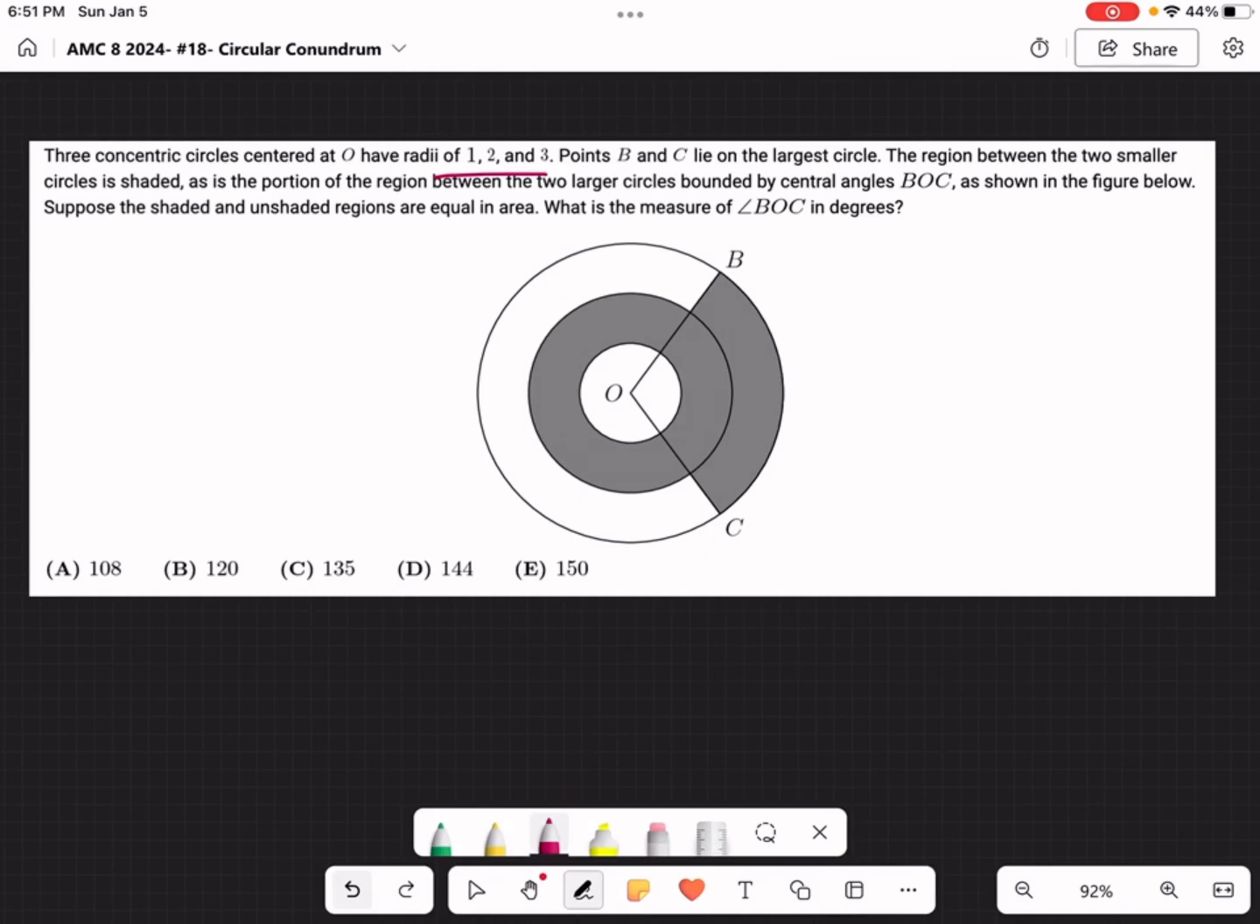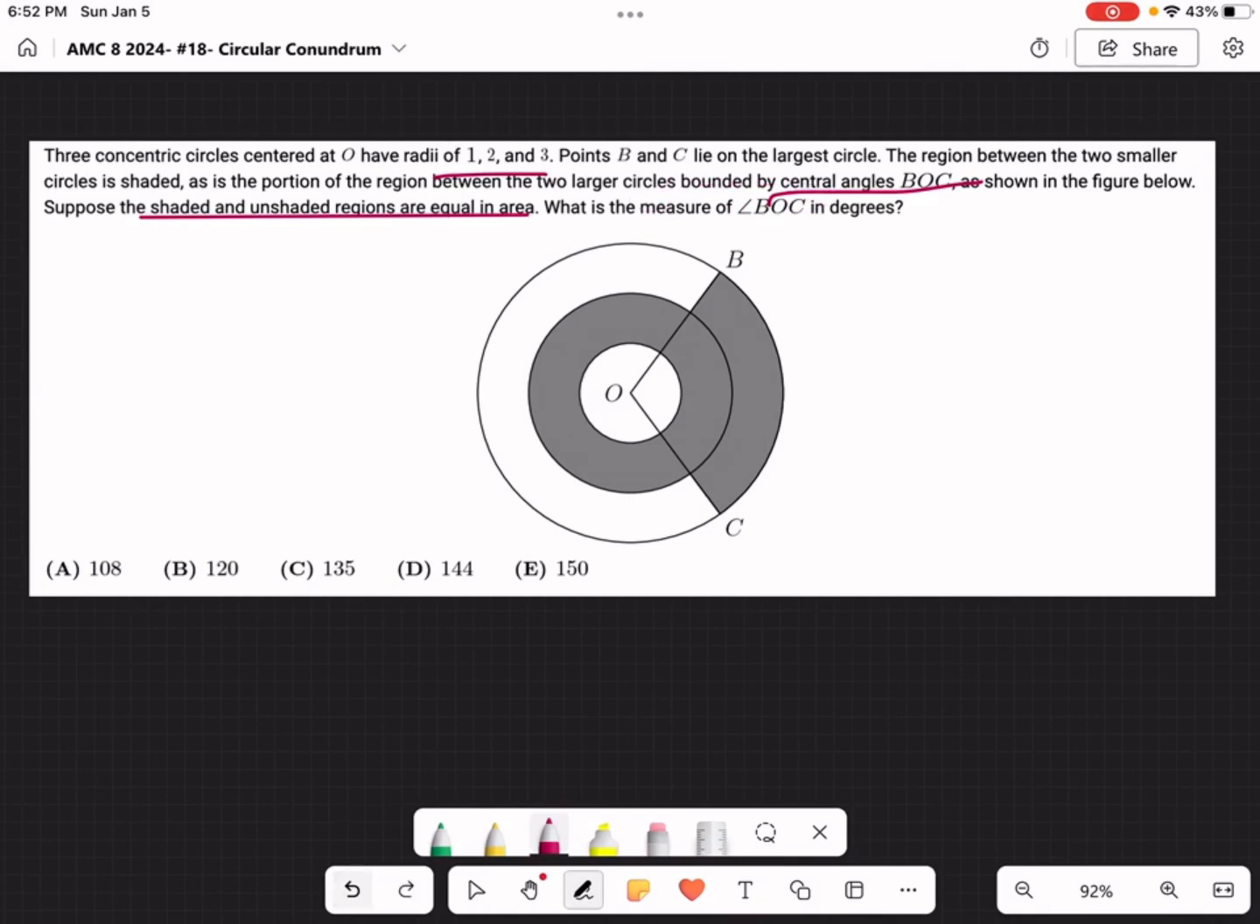As is the portion of the region between the two larger circles bounded by central angle BOC, which is this angle, as shown in the figure below. Suppose the shaded and unshaded regions are equal in area. This is very important. What is the measure of BOC in degrees?